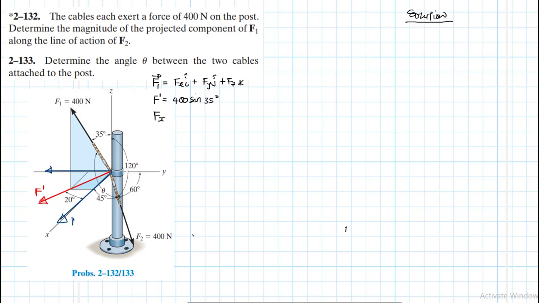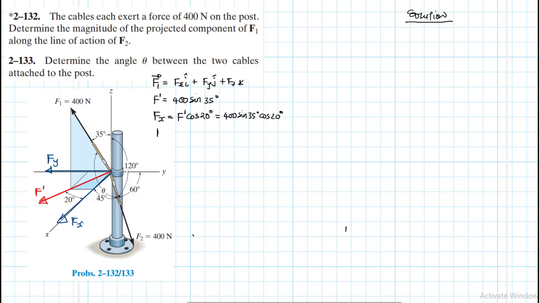So we have Fx, then we have Fy. These are the ones that we are representing there. So Fx is equal to F prime cos 20, because we are mapping F prime onto the x-axis like that. Is that fine? Therefore this is going to be equal to, if we were to finish it off, 400 sin 35 cos 20 degrees.